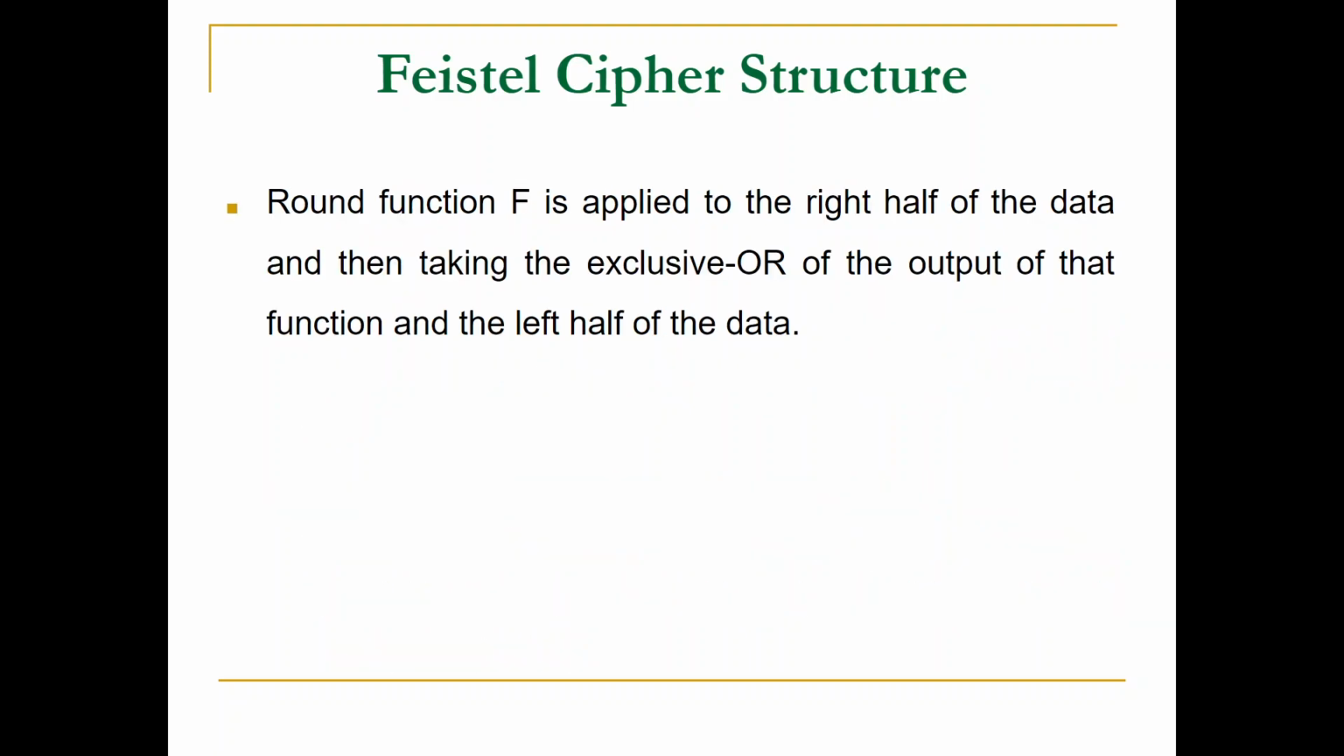And there is a round function f, which is applied to the right half of the data, and then we take the exclusive or of the output of that function with the left half of the data. Here in the round function we have substitution and permutation. That is, a round function is a product cipher.